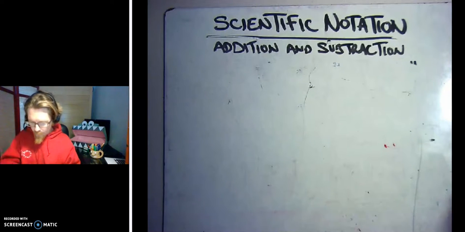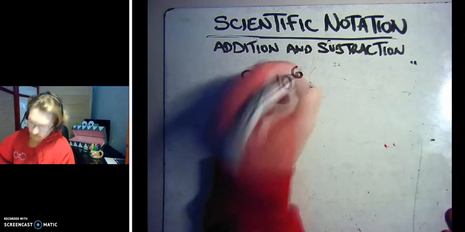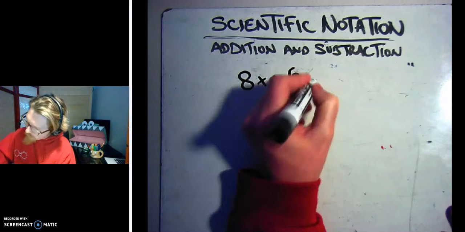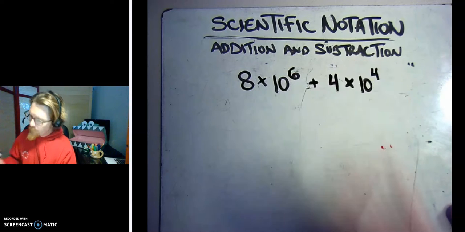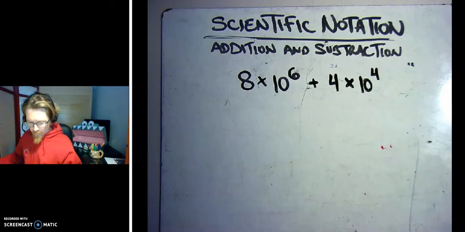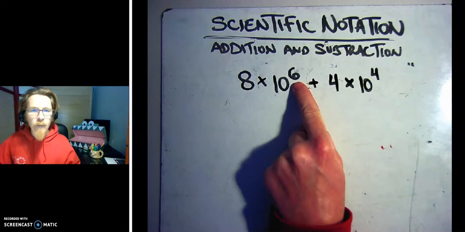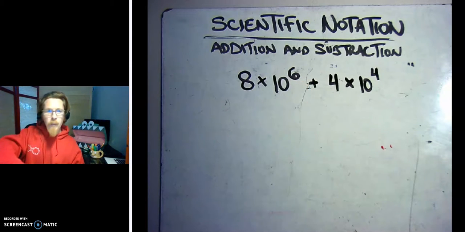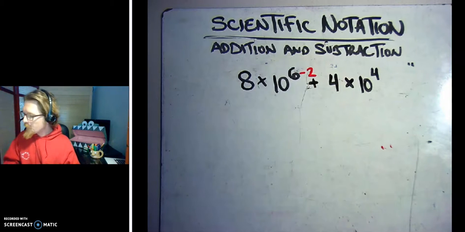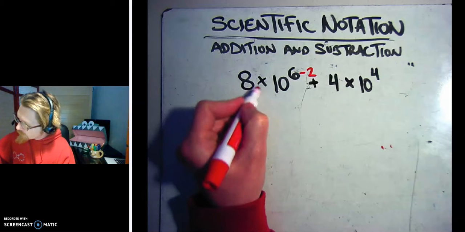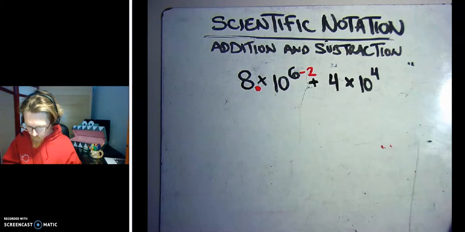Let's do the example of 8 times 10 to the sixth, and this time let's add it with 4 times 10 to the fourth. Now in my previous example, I took an exponent and I bumped it up. This time, let's take this exponent and let's bump it down. So I want it to match with a 4, so I need to take 2 away. So I want to rewrite this number 8 point something as a 10 to the fourth.